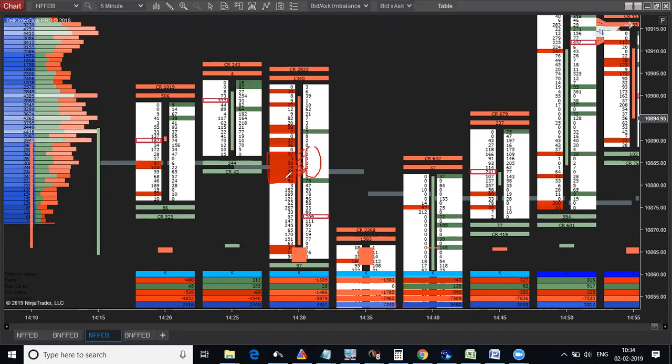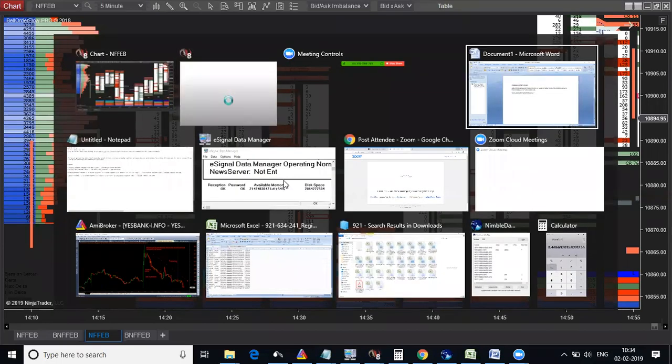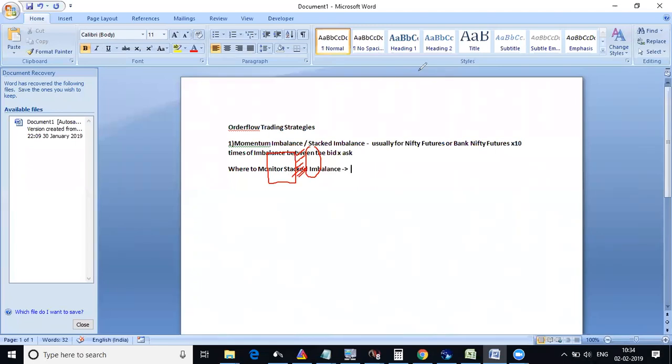It's called stacked because consecutively 3 or 4 blocks are coming next to next, right? So back to back. So that is clearly an example of a momentum imbalance. So now, where to monitor? You have to monitor at key reference areas like the daily high, weekly high or lows.